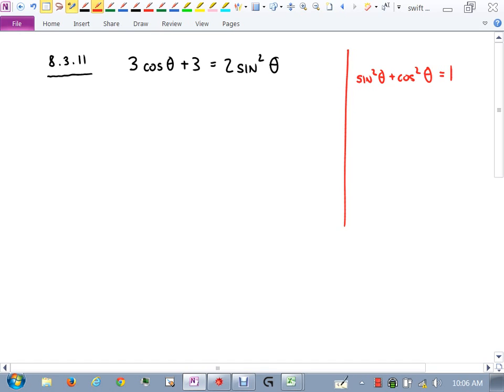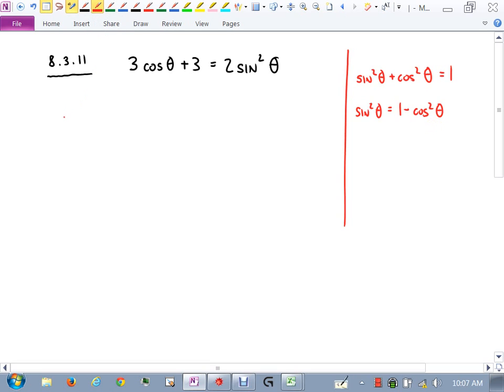This most powerful trigonometric identity, the Pythagorean identity, sine squared theta plus cosine squared theta equals 1. And if we solve that for sine squared theta, we get 1 minus cosine squared theta, which tells us that I can replace this sine squared theta with 1 minus cosine squared theta. And then my whole equation will have nothing but cosines in it. Some of them will be squared, but it will have cosines only, which is good.